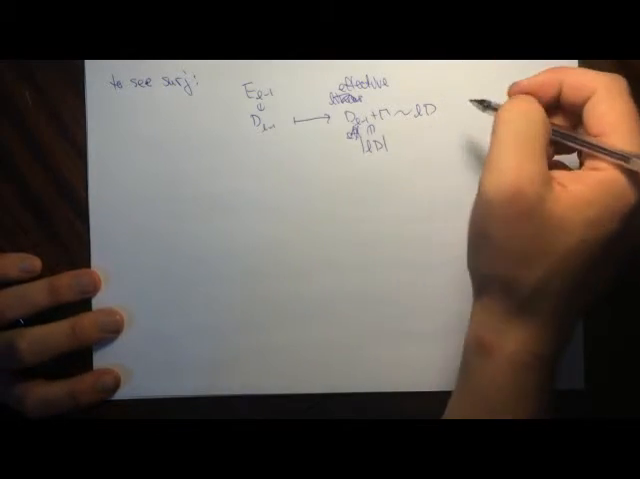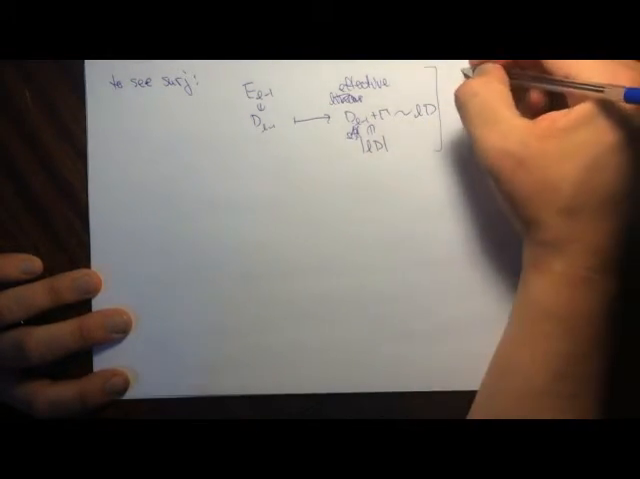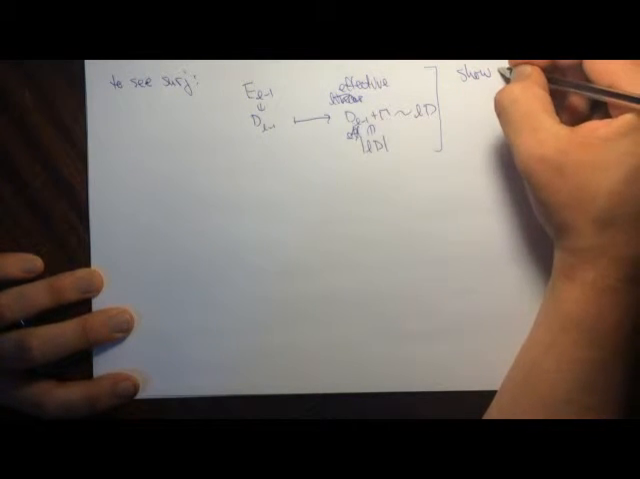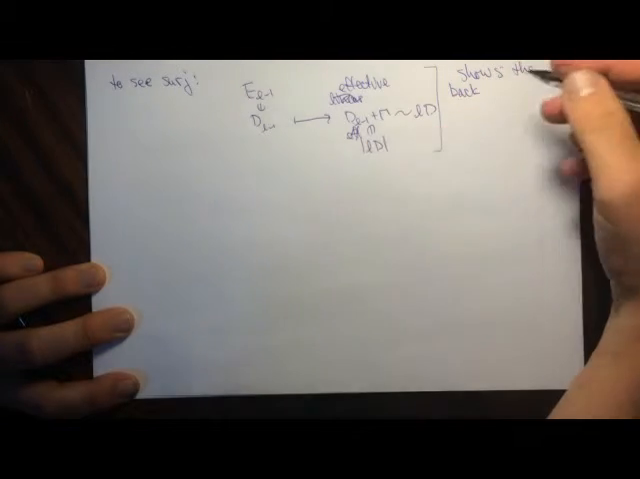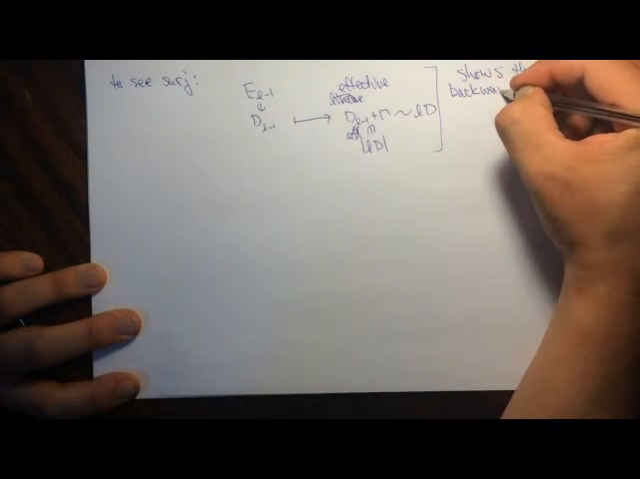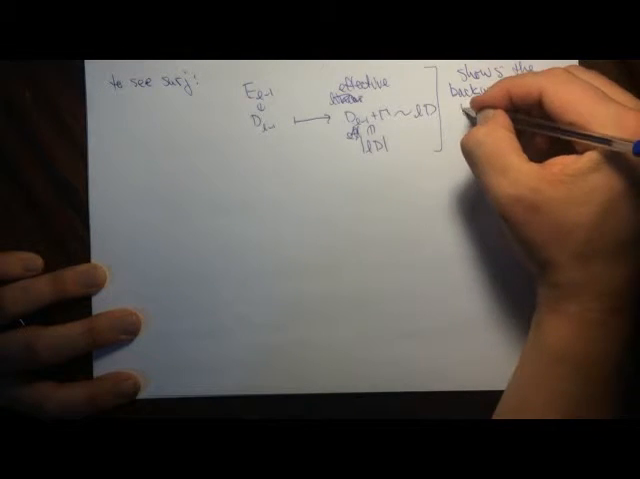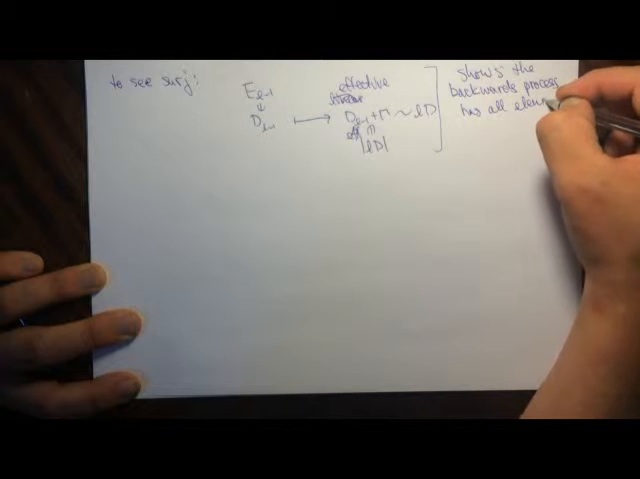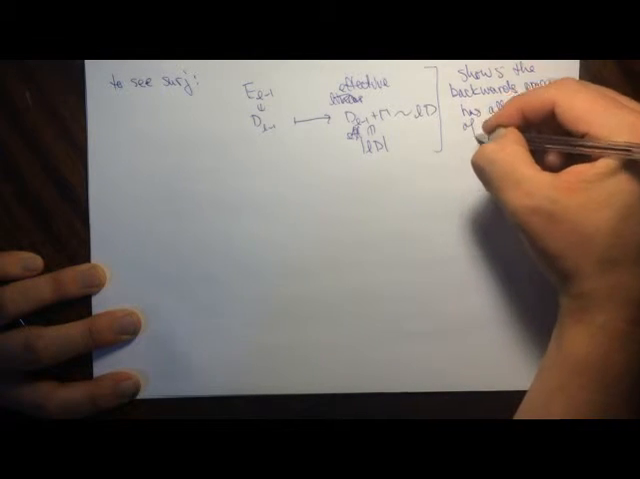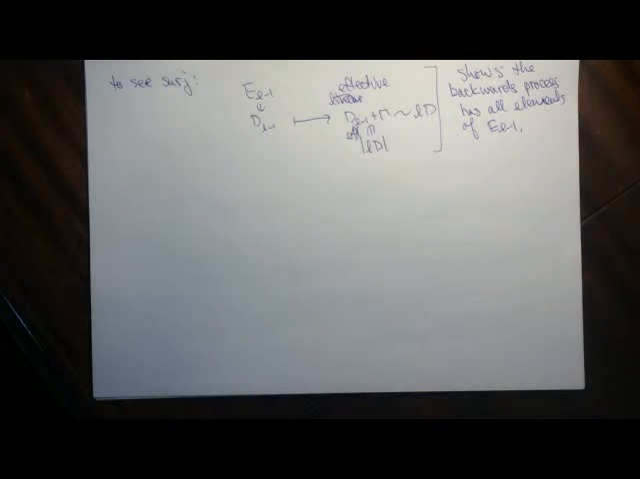Okay, and so the map that we described, hence this shows the backwards process of taking the negative thing has all elements of E_{L-1}. Okay?